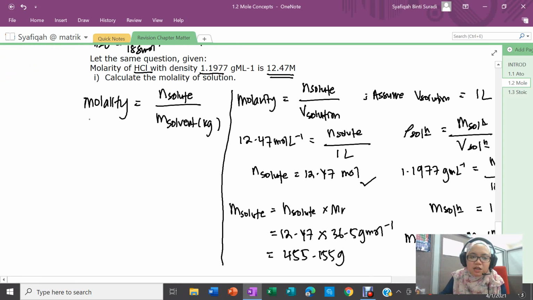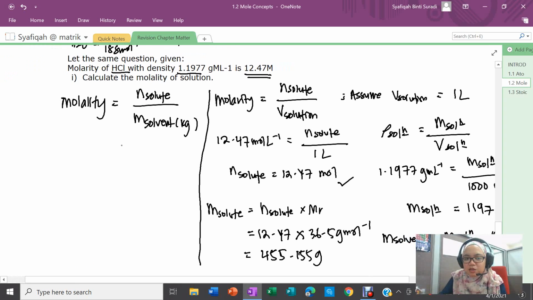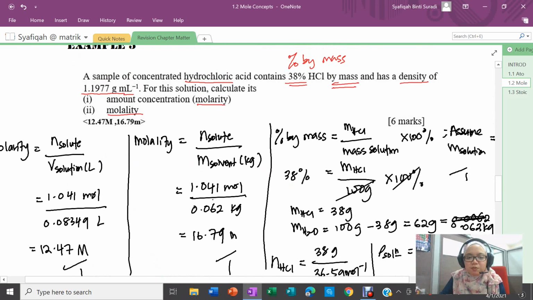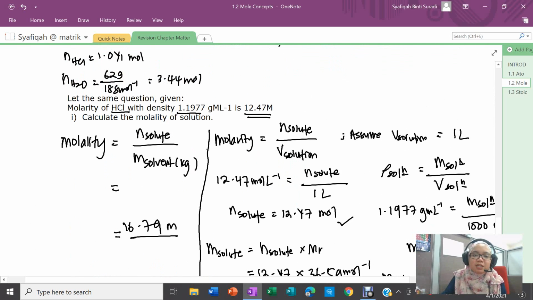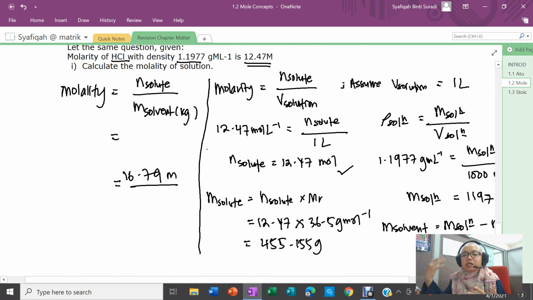Boleh tak cari molarity? Boleh. So, masukkan je you punya nilai yang you dah cari tadi dalam equation ni, dalam formula ni. So, you will get same answer. Jawapannya you akan dapat sama 16.79 molar. Sama macam jawapan yang ni. Cuma tadi Miss ubah sikit soalan je. Miss ubah sikit soalan so that Miss nak cakap yang soalan ni dia boleh ubah.